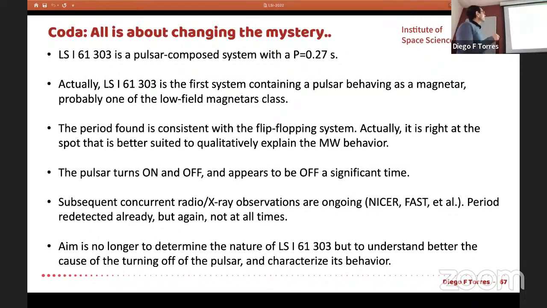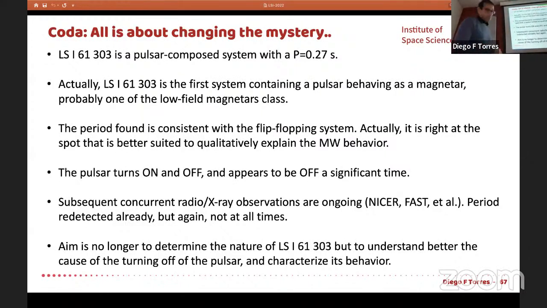So to me, this shows that a lot of work during a lot of years, using theory and different frequencies to observe. But at the end, all is about changing the mystery, no? So when we can change a given mystery to another mystery, it's like progress. We see that as progress, no? First, the mystery was what kind of system we were looking at. And now the mystery is, how could it be that the pulsar is off most of the time?